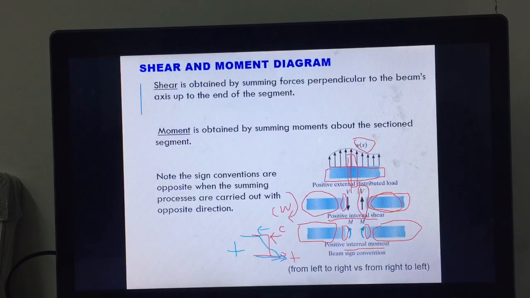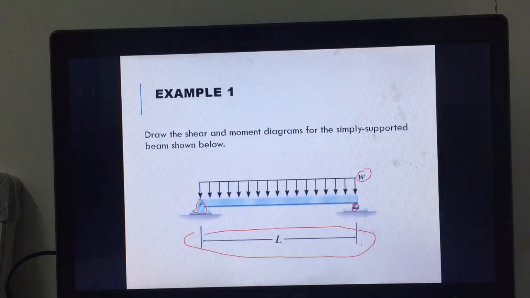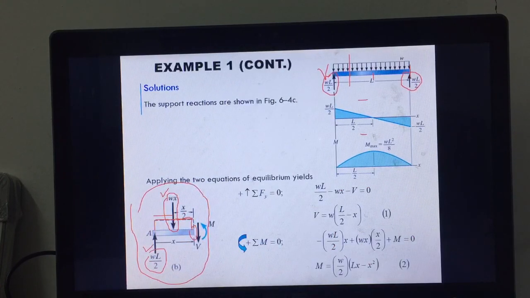Alright, so for the positive shear, it will go downwards. Why? Remember that the sign convention of positive shear will cause the beam section to rotate in a clockwise rotation.